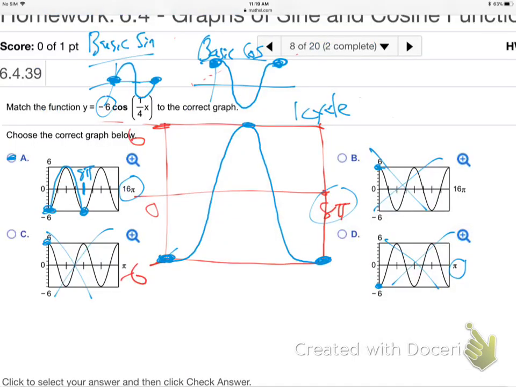Okay, so good. So there we go. The main thing with cosine again, cosine starts high, ends high. Whereas sine starts at the origin, ends at 0 as well. That's the fundamental difference. They're just shifted.